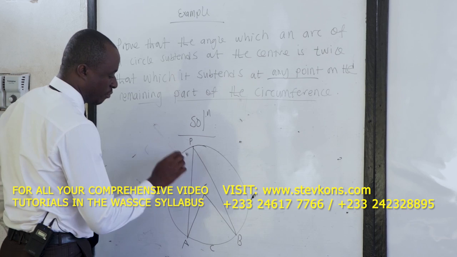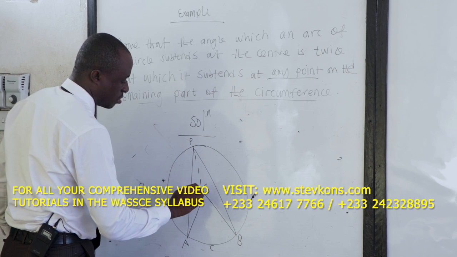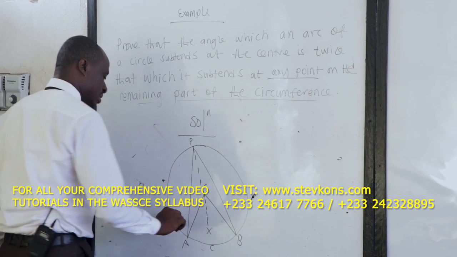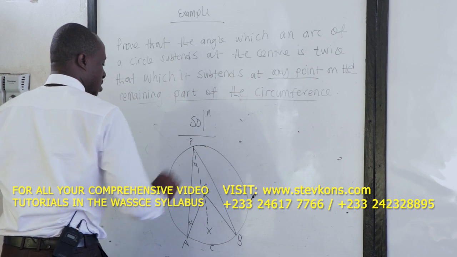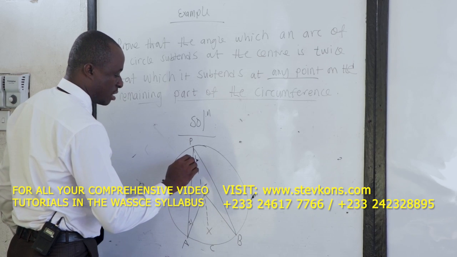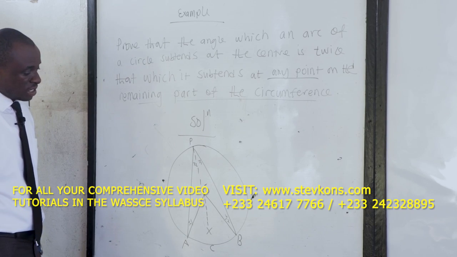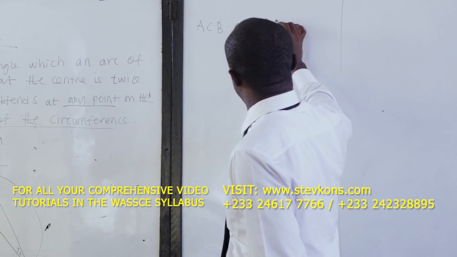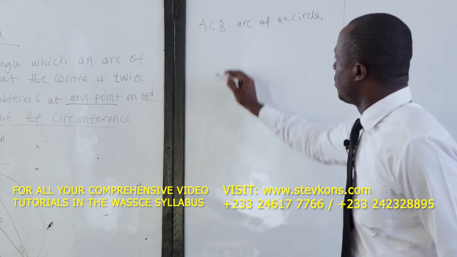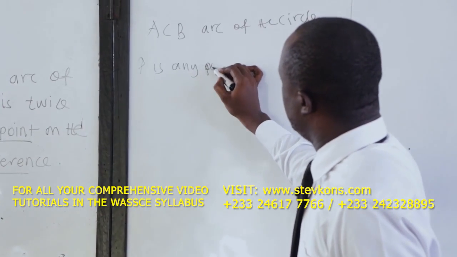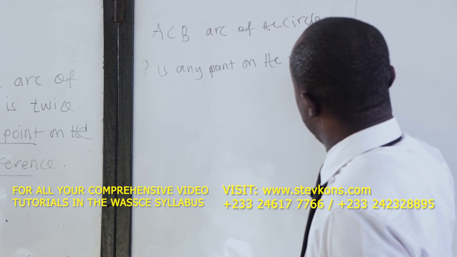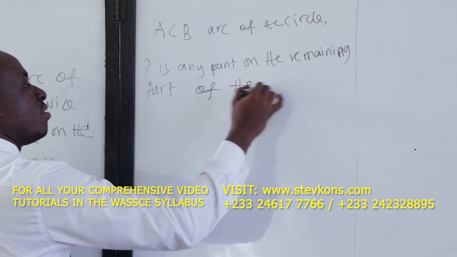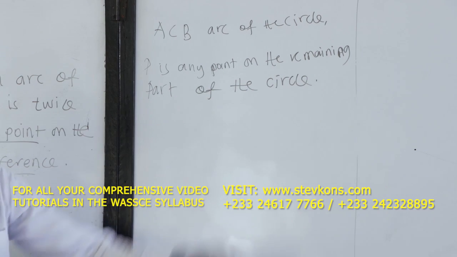And P is any point on the circumference. Now let's consider a line from P through the center, O. Let's call this X. Let's say the angle here is X1, the angle here too is X2, and this one is Y1 and this one too is Y2. So, looking at the circle, ACB is the arc of the circle, and P is any point on the remaining part of the circle.